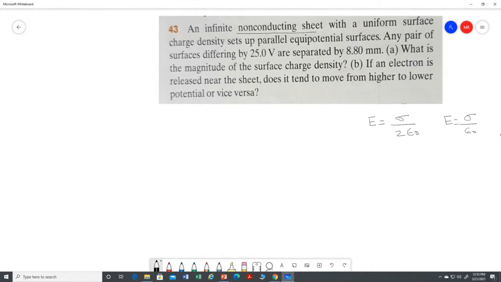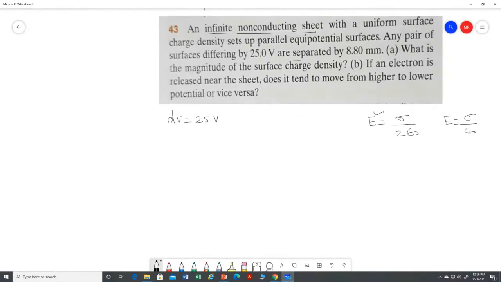So the first formula is applicable for this question. They clearly mention it is an infinite non-conducting sheet. It is only one sheet, with a uniform surface charge density, set up a parallel equipotential surface. So you have equipotential surfaces, which are parallel, and any pair of surfaces differing by 25 volt. That means the change in potential is given. What is that value, my dear? 25. So the change in potential between the two surfaces is exactly 25 volt.